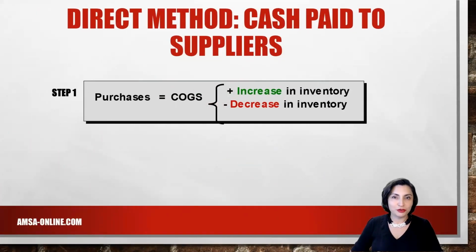When inventory increases during the year, purchases this year exceed cost of goods sold. In other words, we made more purchases than we sold inventory. As a result, the company adds the increase in inventory to cost of goods sold to arrive at purchases. When inventory decreases during the year, purchases this year are less than cost of goods sold. We deduct the decrease in inventory from cost of goods sold to arrive at purchases.